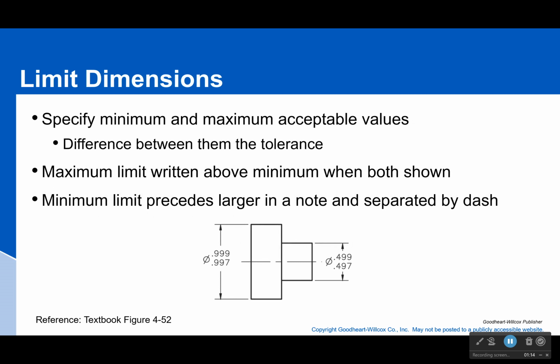One way is to specify what the maximum or minimum size is by giving two different dimensions. These are called limit dimensions. Now, in this case, the maximum is always written above the minimum.